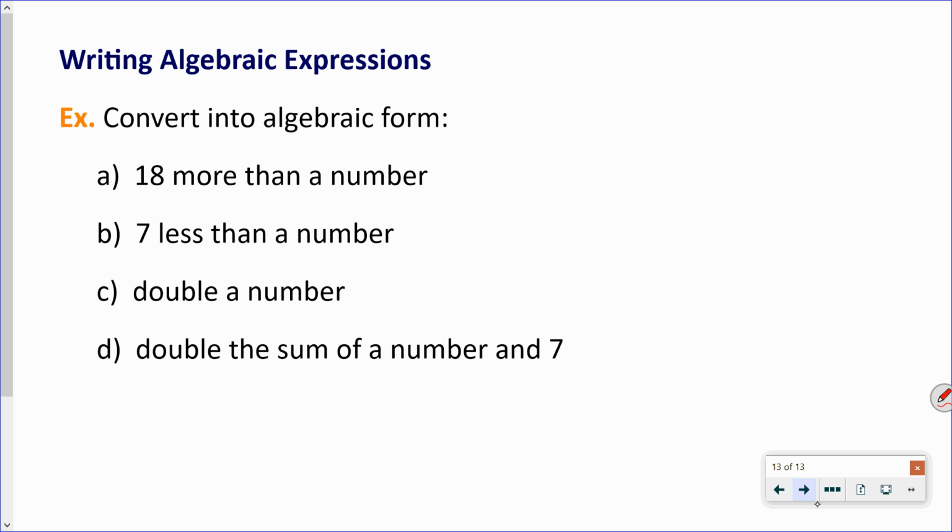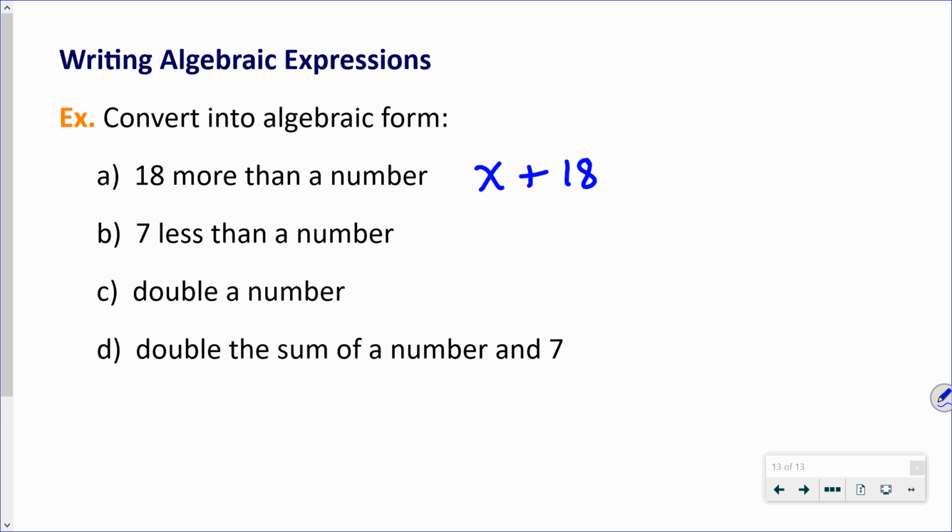And then just a little bit more practice. Convert these into algebraic forms. So we're looking at 18 more than a number. So this is not from our table. We just have to think a little bit about what we know about English language. So 18 more than a number would mean to start with a number. And you can use x, you can use n, you can use p, but use something general that could stand for any number. So something like x. And then more than that means addition, right? 18 more than that number.